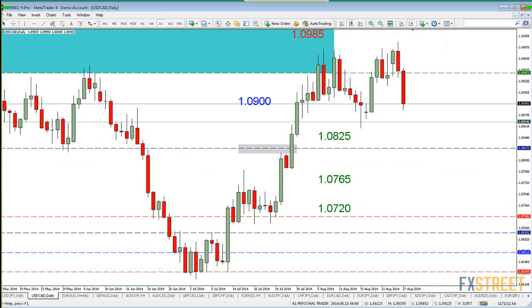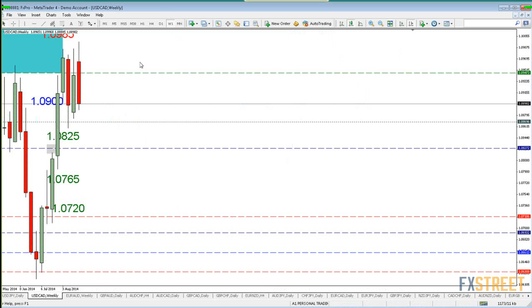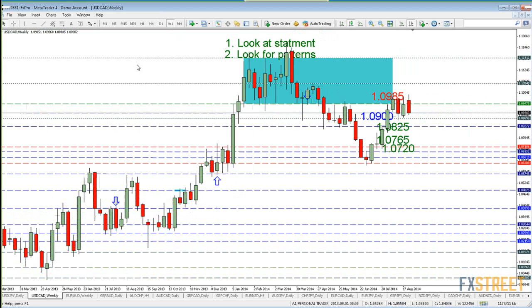Yeah, so Looney had this touch, and I was kind of hoping to sell it off the edge of the box here, and it didn't work out, didn't trigger. And now it's looking quite good. What I would do with the Looney, I would go to the weekly, and here's why.